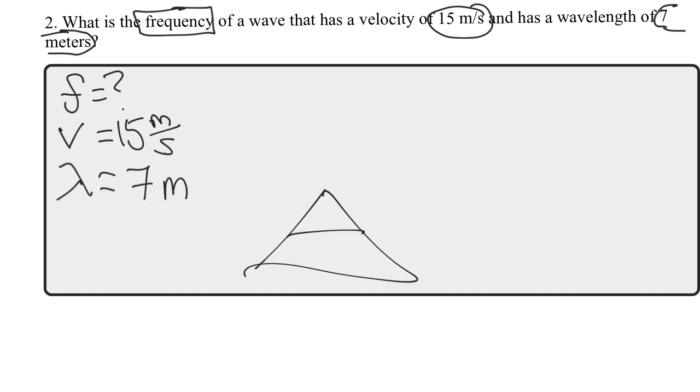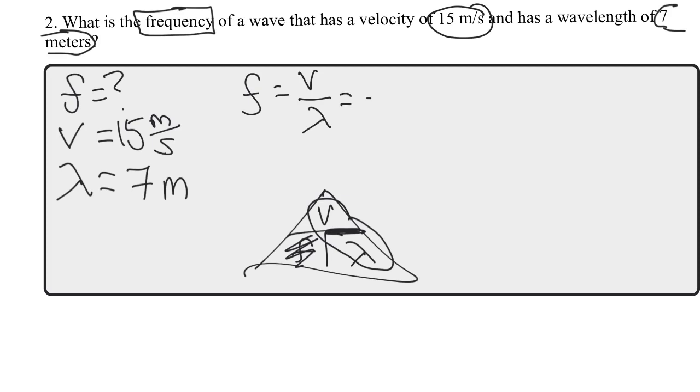So in order to get the correct equation, I need to use my triangle. I'm going to cover up f, and I end up with f equals v over lambda. So, good. That's my equation in variables before I plug in the numbers. And then for v, I can plug in 15 meters per second. Don't forget those units in your equation. 15 meters per second divided by 7 meters.